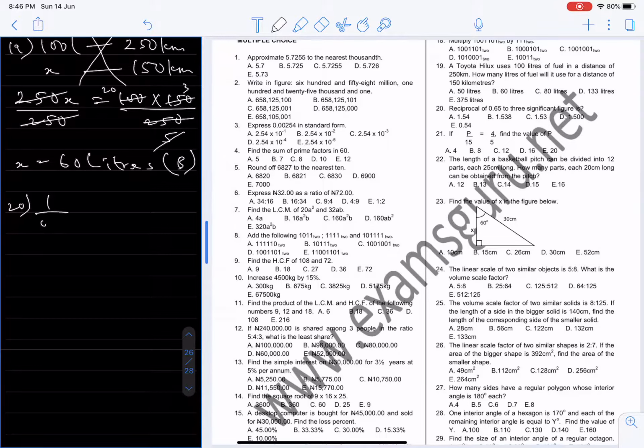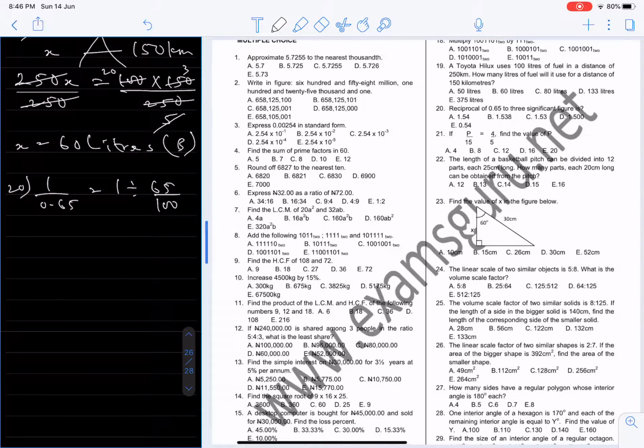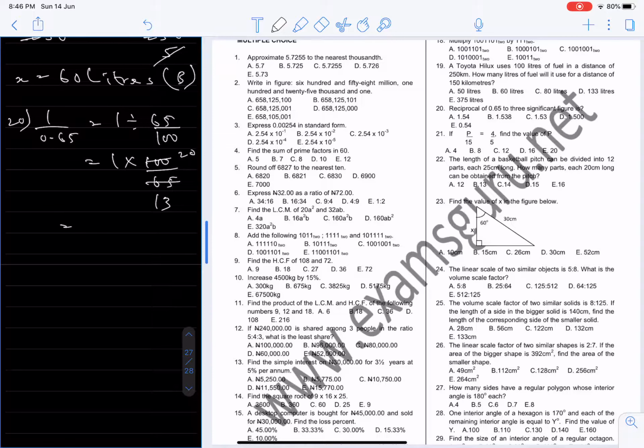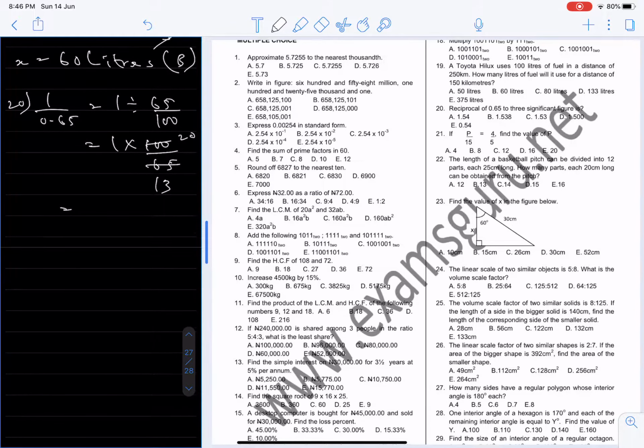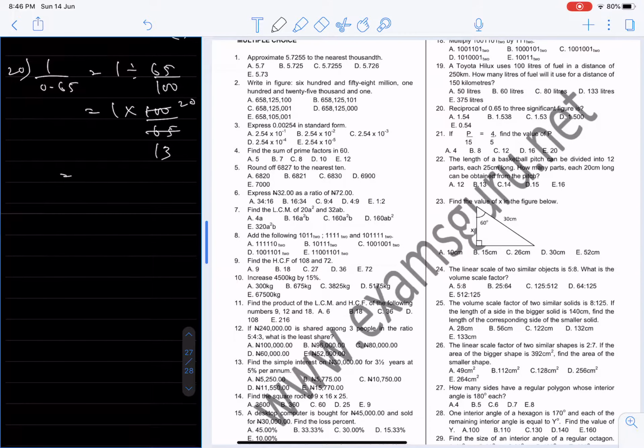So we're going to say 1 divided by 0.65, which is the same as 1 divided by 65 over 100. And that simply means 1 times 100 over 65. Dividing by 5, we get 20 over 13. They said correct to 3 significant figures.